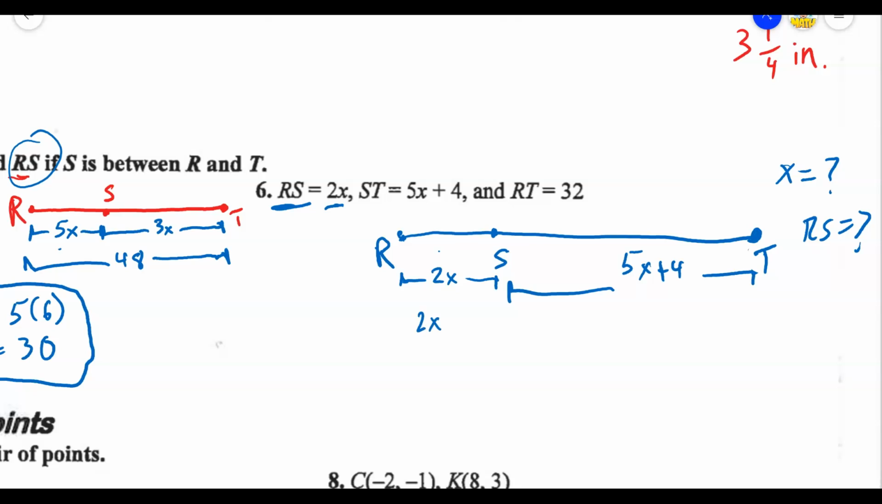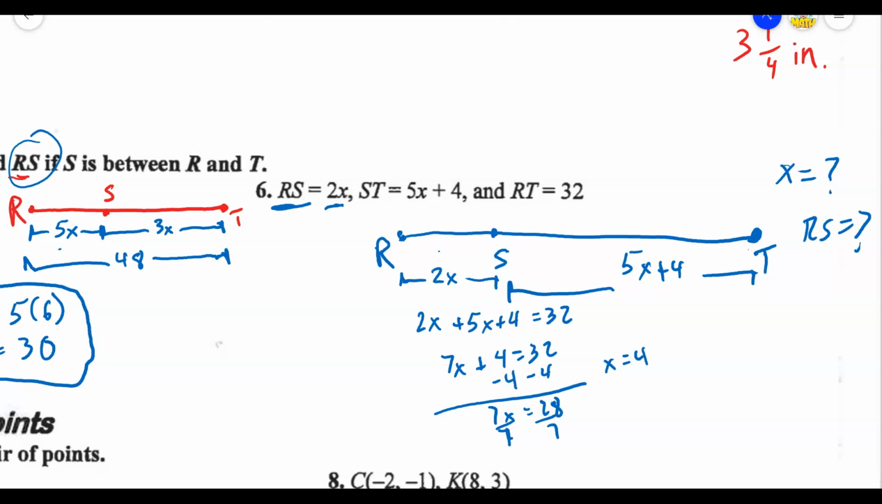Good, so hopefully we said 2x plus 5x plus 4 equals 32. And we solve for x. Tell me what you get when you solve for x here. So hopefully we said 7x plus 4 equals 32. Subtract 4 from both sides. So we have 7x is 28. So we should have come up with x is 4.